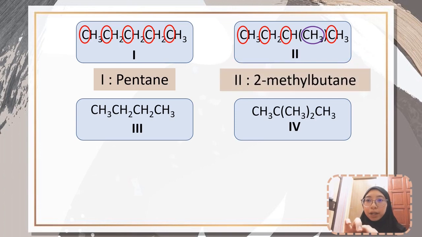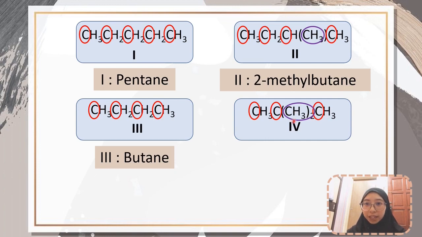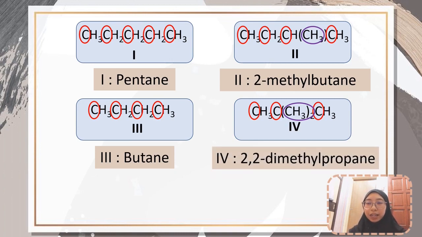And for compound number 3, there are 1, 2, 3, 4 carbons here. So the answer will be butane. And lastly, for compound number 4, there are 2 methyl groups here attached on the second carbon. So the answer will be 2,2-dimethyl, but it also has 3 carbons in the longest chain. So finally, the answer is 2,2-dimethyl propane.